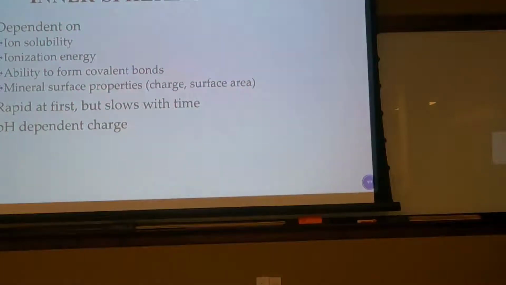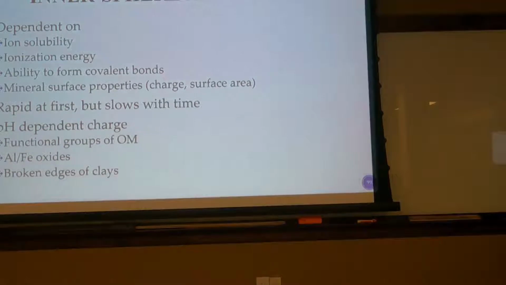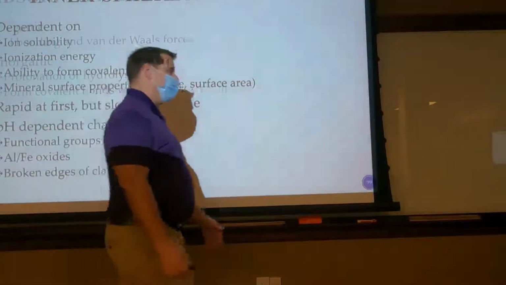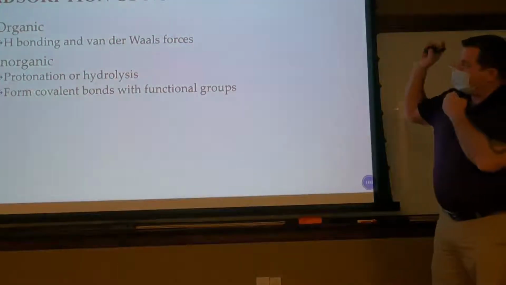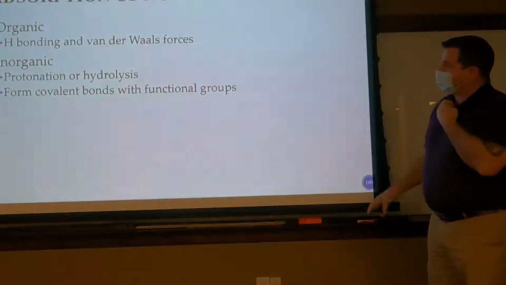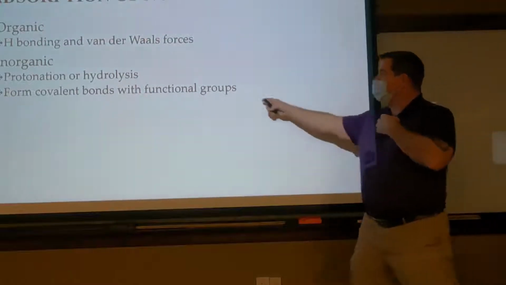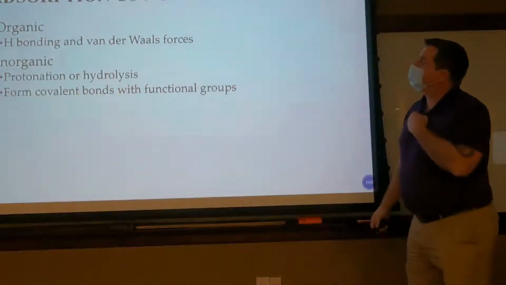And then the ability to form those bonds, and then also the properties of the clay. So the broken edges of clay, is there any organic matter? And are there aluminum and iron oxides in it? Because of pH-dependent charge, functional groups of organic matter, broken edges of clays, aluminum and iron oxides. We can have some adsorption of these non-ionic chemicals. We have hydrogen bonding for organic, and then inorganic, we have the covalent bonds with those functional groups.